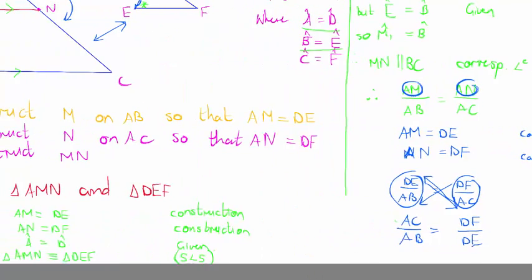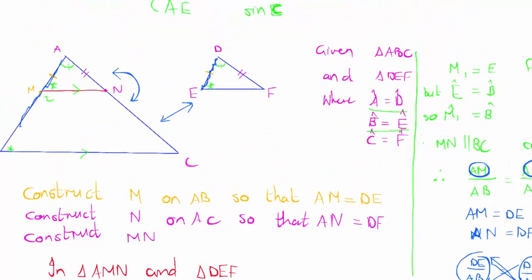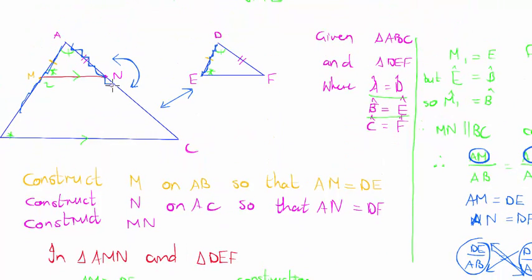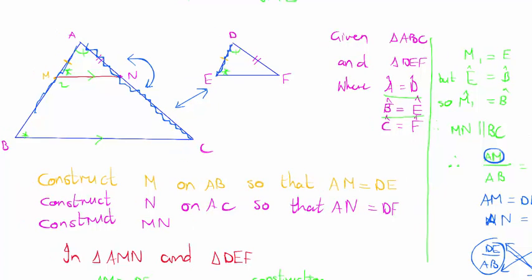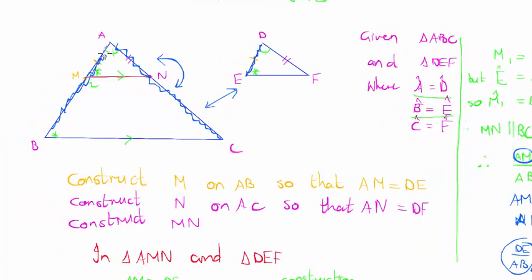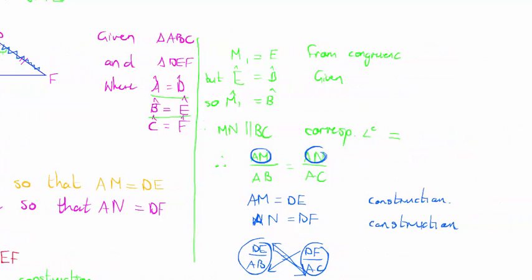So AC divided by AB is equal to DF divided by DE. You see, corresponding sides. Okay, and that's that proof. If we ask you to determine if two triangles are congruent and you find them to be similar, what do you do?